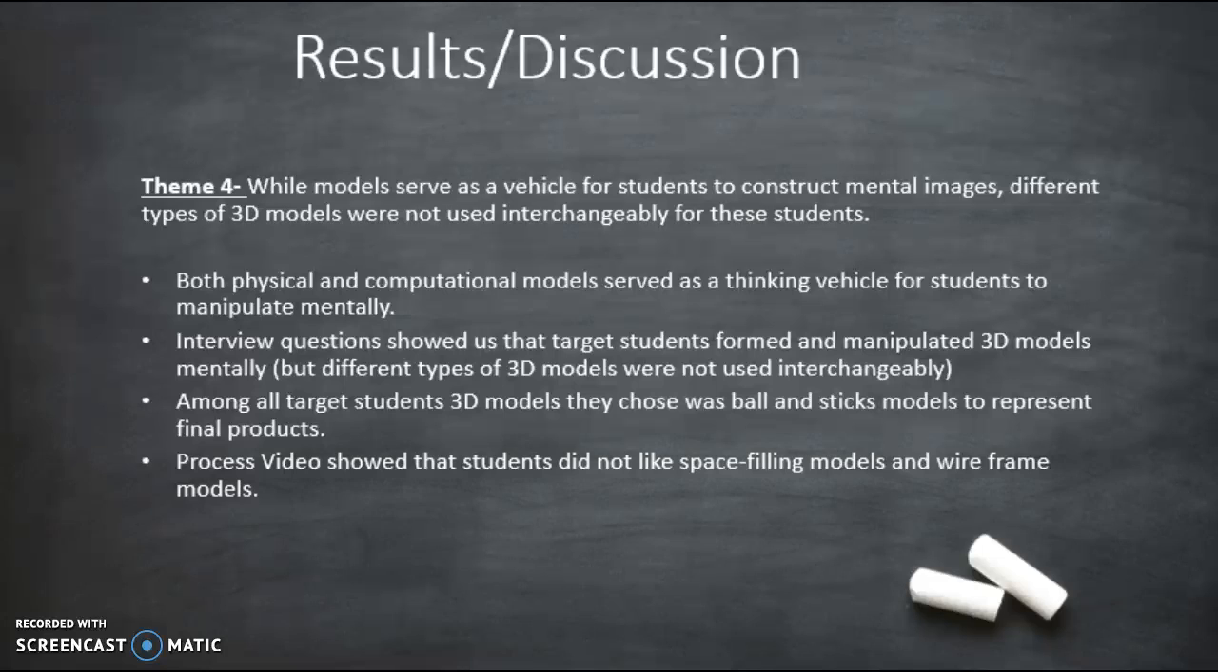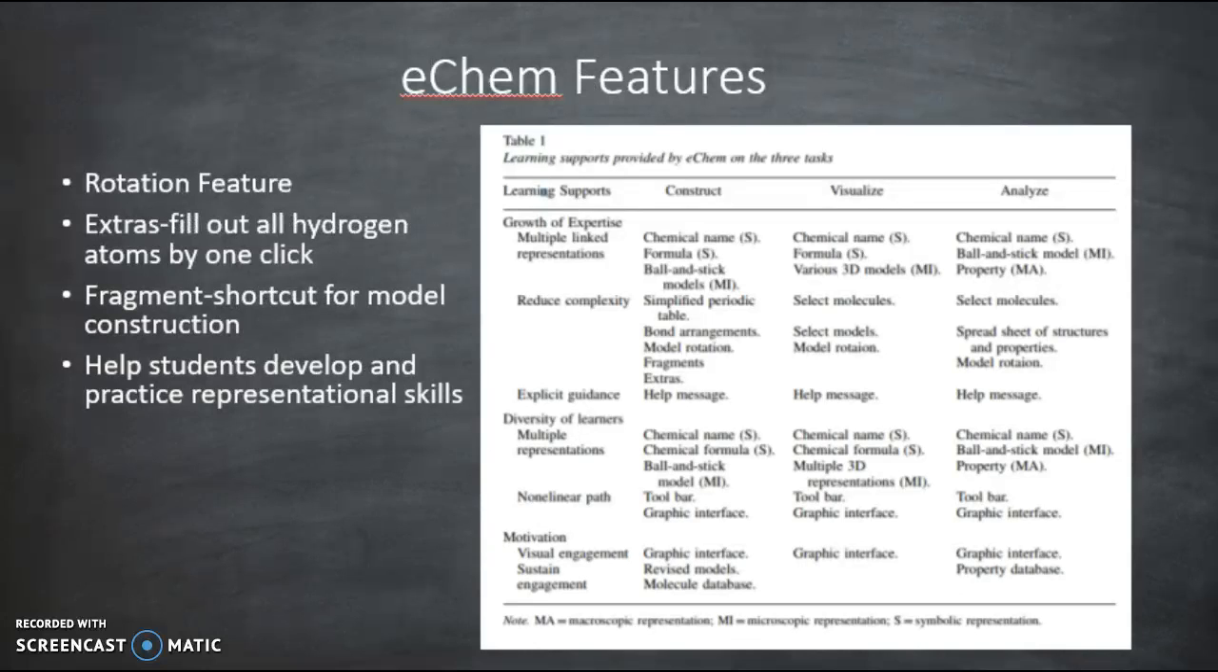Theme 4 showed us some of the models that students did not really care for. For example, they chose a ball and stick model over the space fill model, even though the latter was visually very attractive to them. Same was the case with the wireframe model. Since they could not see the atoms, it was just too abstract for them. They could only see the carbon chain.